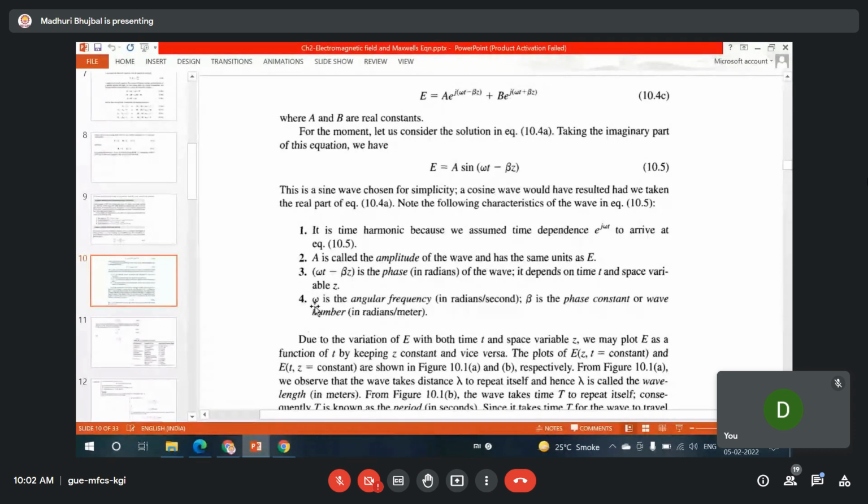Next, the fourth point. We said omega and beta are constants. So what do we call them? Write down the fourth point. Omega is called the angular frequency. Unit is radian per second. And next is beta. Write down, beta is called the phase constant or wave number, and its unit is radian per meter.